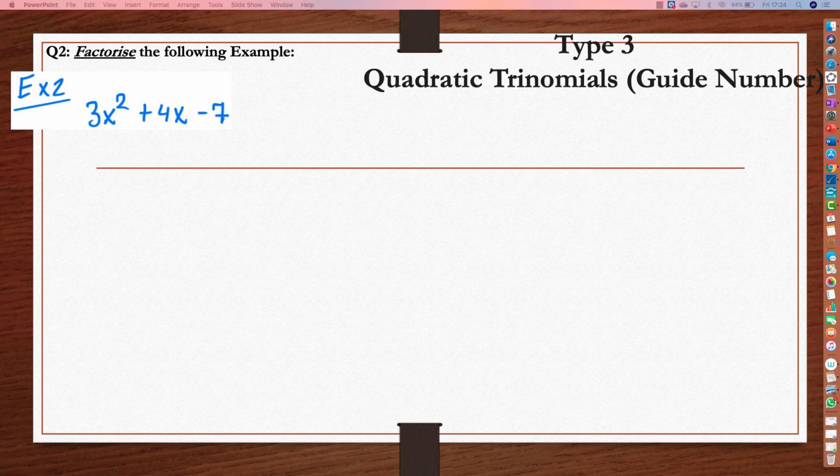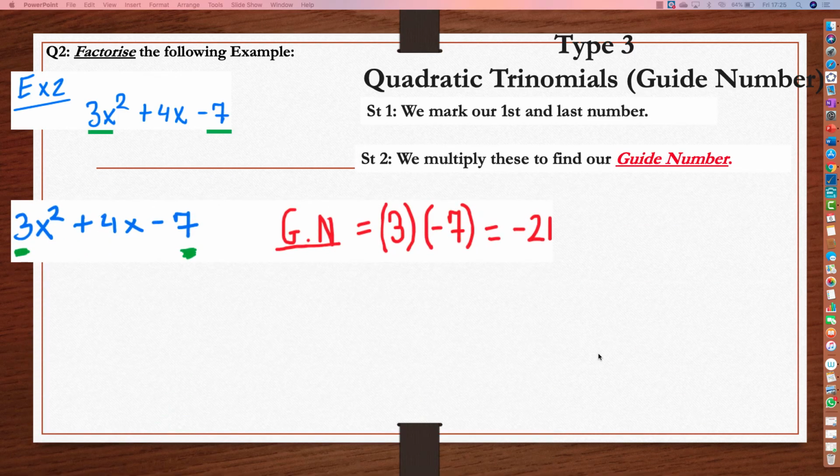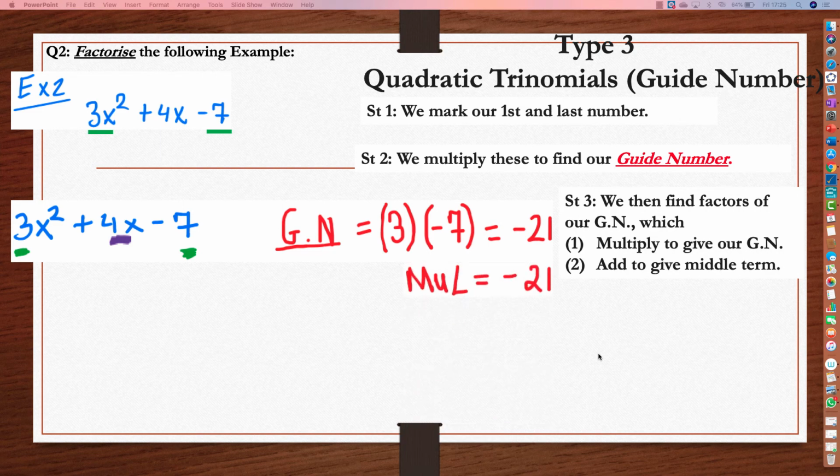So, with this one, what's our guide number going to be? Minus 21. Exactly, good stuff. Minus 21. Add to give us plus 4. So I got to list my factors of 21 then. My factors of 21 are 1 and 21 and 3 and 7.